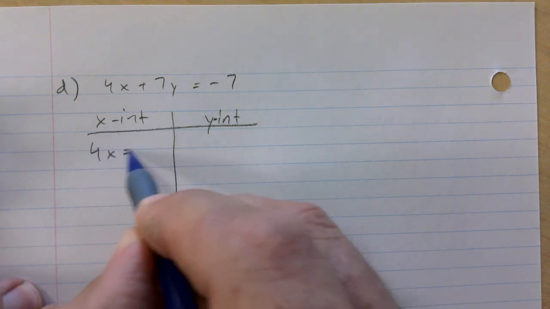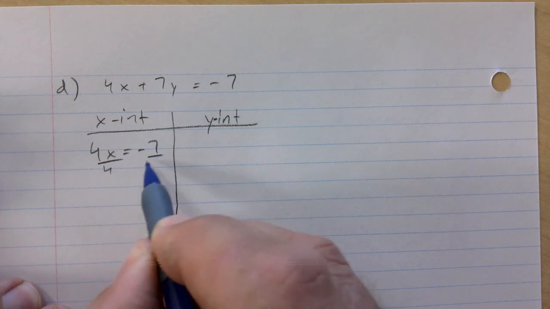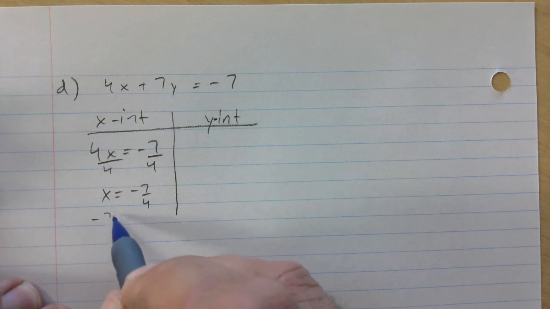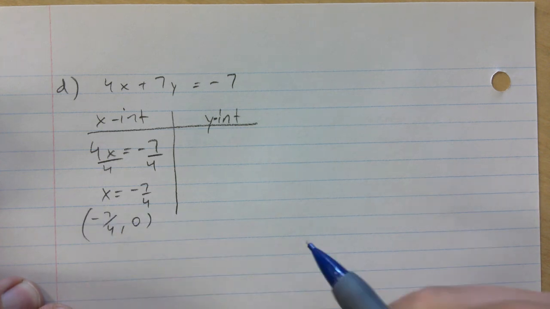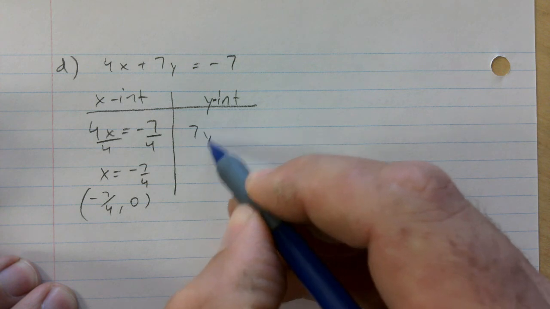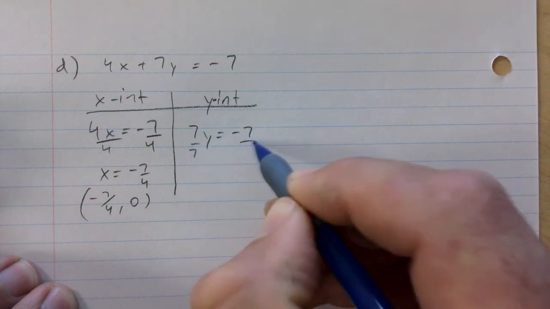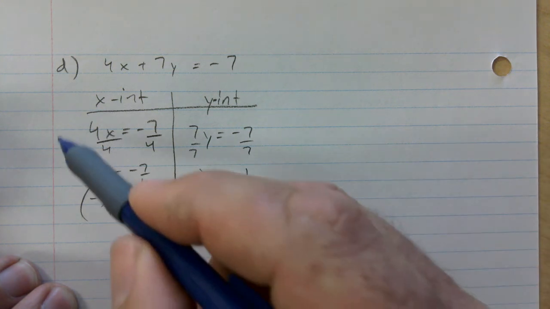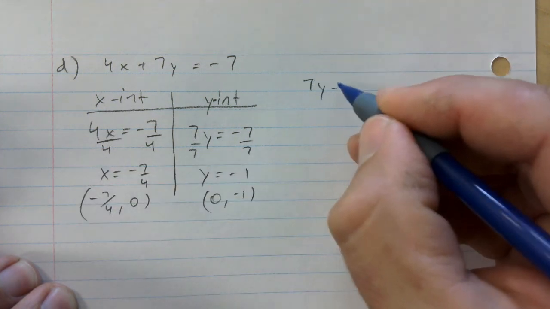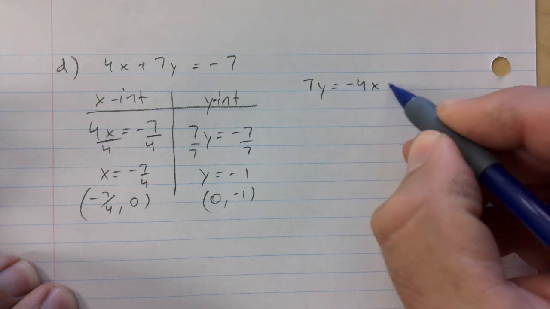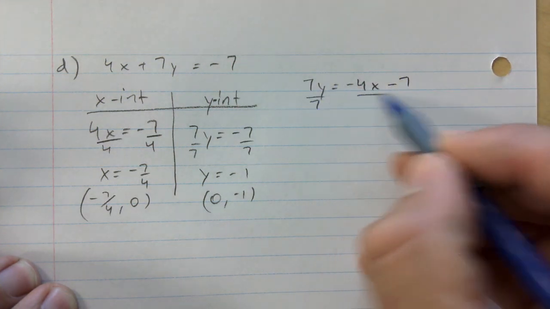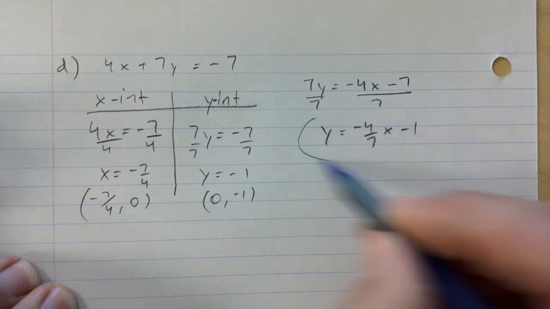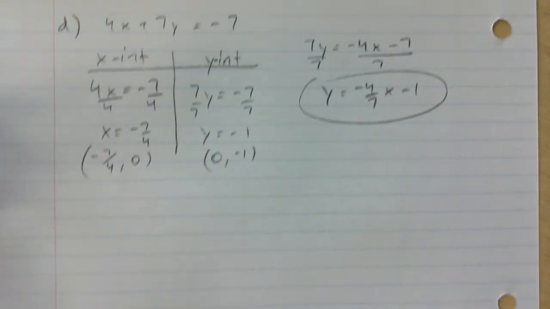X-intercept: 4x is equal to negative 7. Divide everything by 4. x is equal to negative 7 over 4. Negative 7 over 4, 0. And then here you have 7y is equal to negative 7. y is equal to negative 1, 0, negative 1. Rewriting it, 7y is equal to negative 4x minus 7. Divide everything by 7. y is equal to negative 4 over 7 x minus 1. There it is rewritten. Okay.